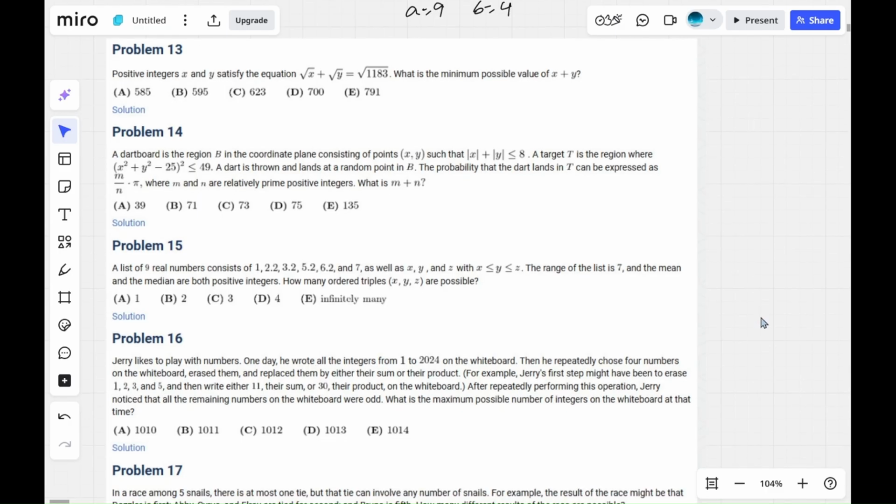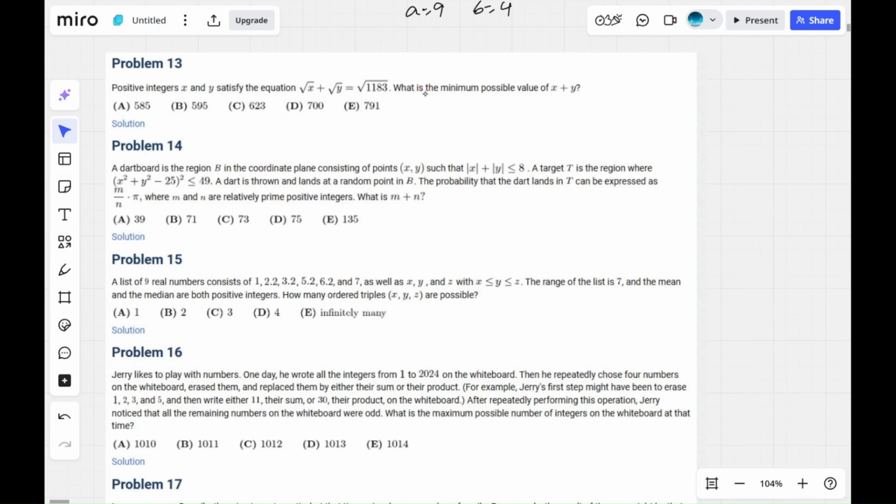Now let's move on to problem 13. So the question says positive integers x and y satisfy the equation root x plus root y is equal to root 1183. What is the minimum possible value of x plus y? So first we can factor 1183. So the number is equal to 7 times 169, which is 13 squared.